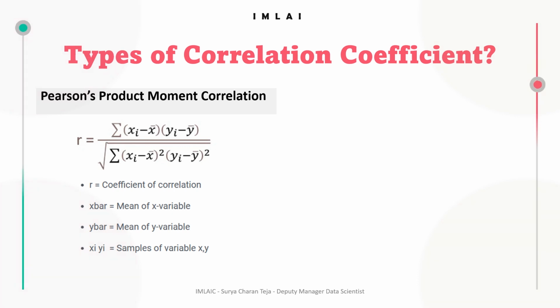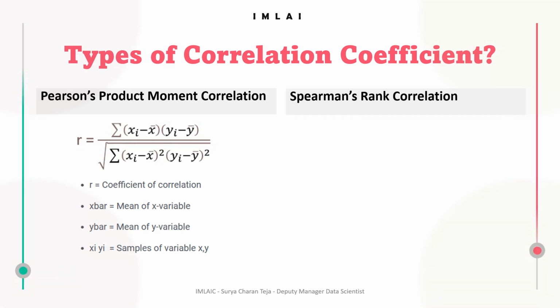And the second one that we have here is Spearman's rank correlation. Spearman's rank correlation measures the strength and direction of association between two ranked variables. It basically gives the measure of monotonicity of the relationship between two variables. That's how well the relationship between two variables could be represented using a monotonic function.